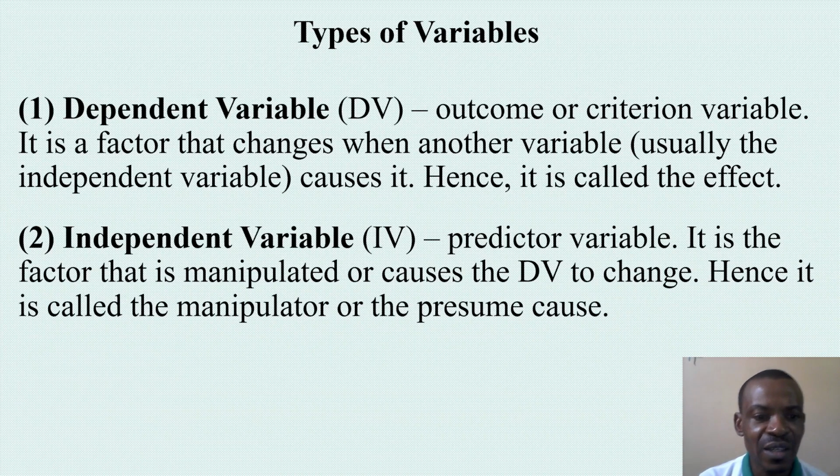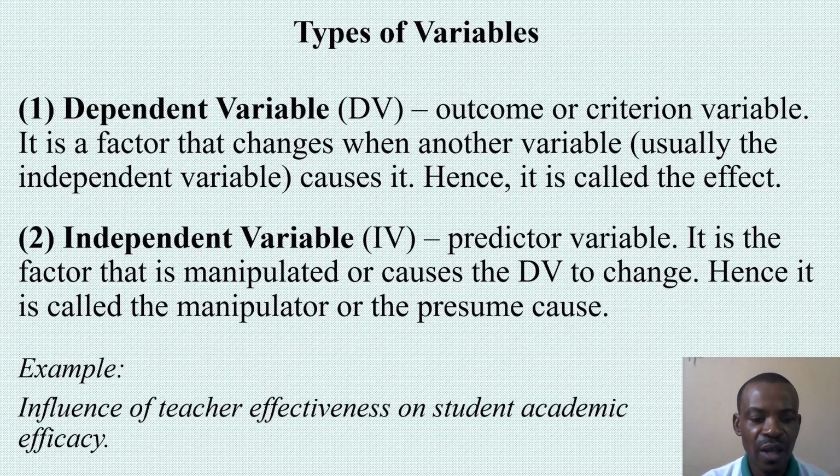To understand the connection between these two variables, let's look at a practical example of a research title, which you can turn to a research question or hypothesis, as the case may be. Influence of teacher effectiveness on students' academic efficacy. In this example, teacher effectiveness is the IV, while students' academic efficacy is the DV. Because it is the teacher effectiveness that is manipulated to see changes, to cause students' academic efficacy to change. All right?